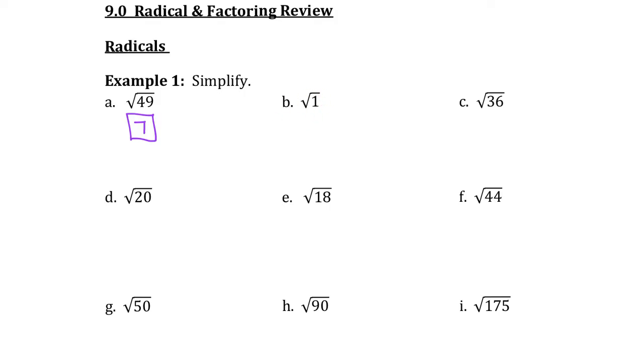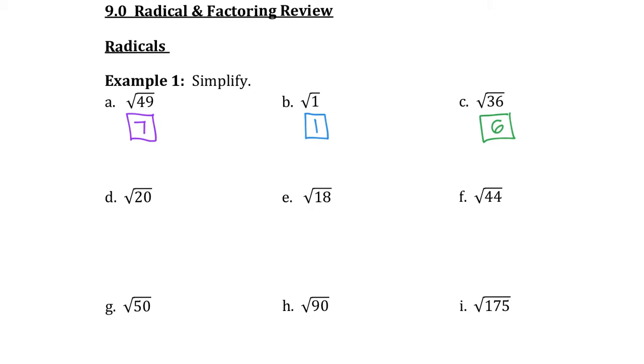Okay, so for the square root of 1, is there a number I square to get 1? Oh, sure. 1 times 1 is 1. So 1 to the second power is 1, so the square root of 1 is just 1. And once you've used the radical, you don't write it anymore. Okay, so the square root of 36 is 6 because 6 to the second power is 36.